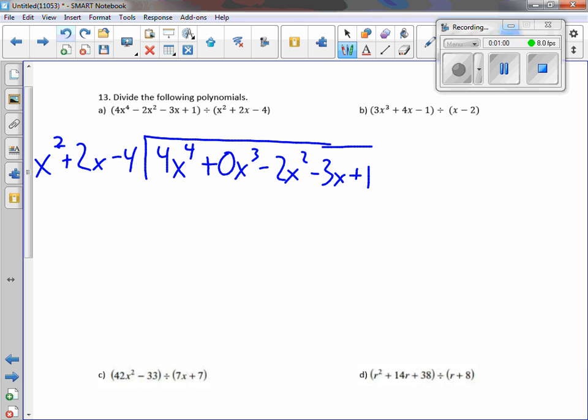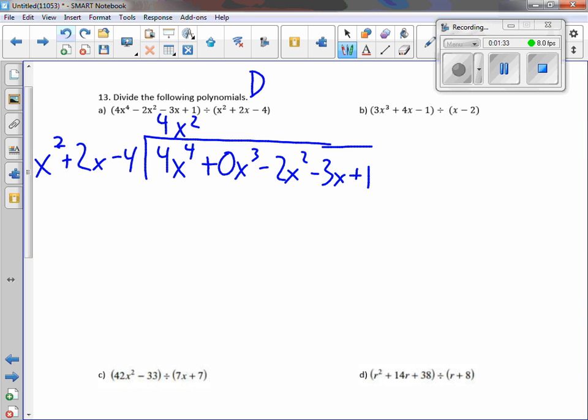Now when we divide, it is a three-step process. So step one, we're doing division. We're going to divide. There's step one, divide. When we divide, we only look at the first terms. Only the first terms. So we're going to do 4x to the fourth divided by x squared. We know when we divide, we subtract the exponent, so we're left with 4x squared. And that's the division part.